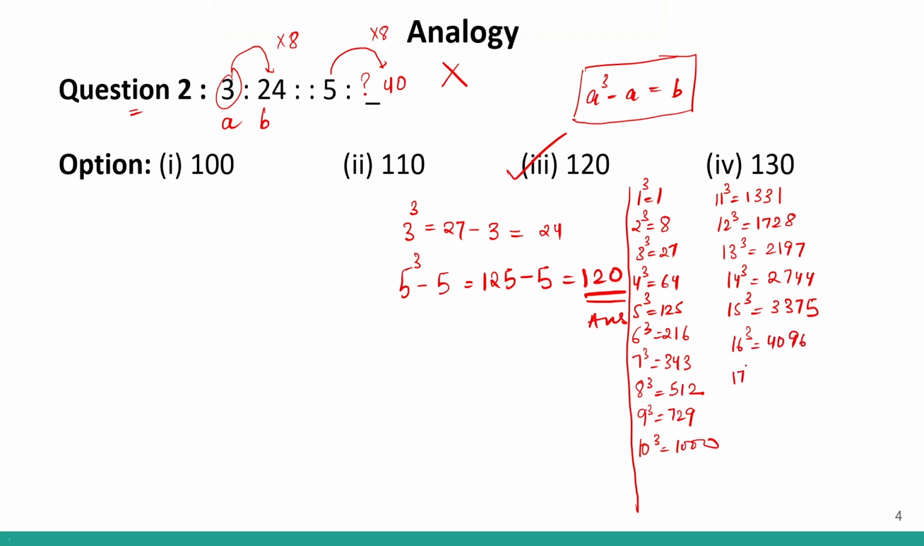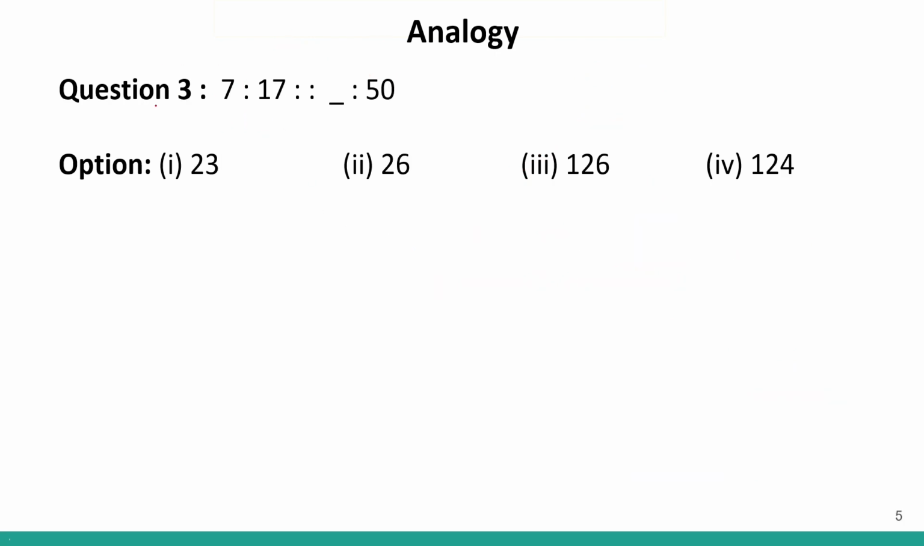16 cube is 4096. 17 cube is 4913. 18 cube is 5832. 19 cube is 6859. And then we have 20 cube, which is 8000. Correct? These are your cubes. Okay. Moving forward to question number 3.